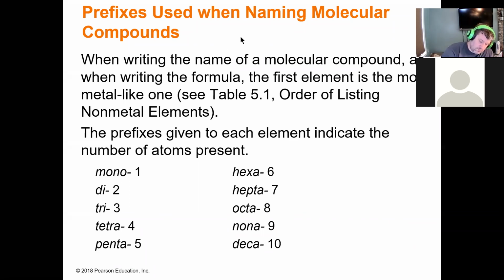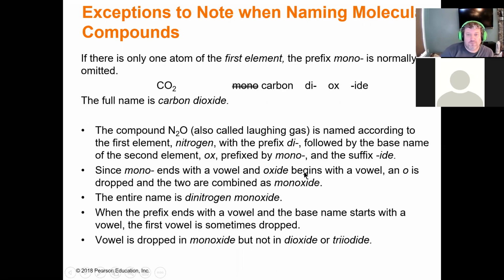When we're dealing with molecular stuff, there is no charge differential. There's no positive and negative charge because they're all nonmetals. We're not transferring electrons, we're sharing electrons. So there's no need to flip-flop charges. All we do is look at how many there are and give it a prefix, and that's it. There's one exception where you can drop a prefix. If you happen to have mono on the first one, you can drop it.